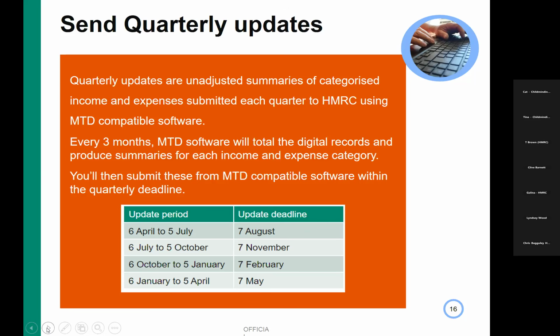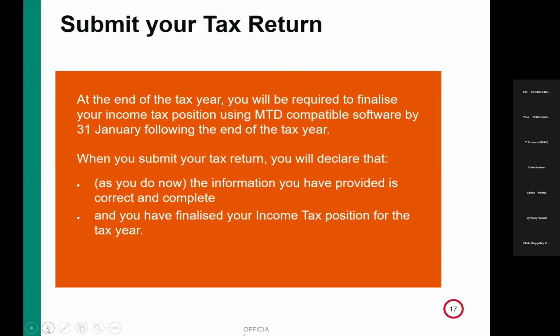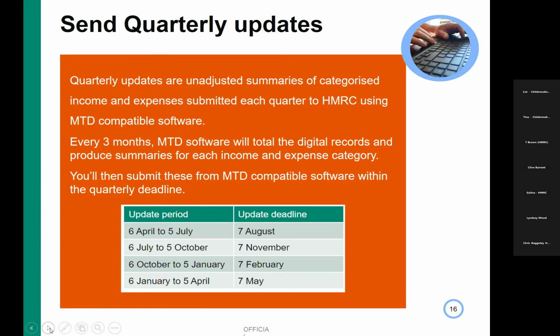So that's quarterly updates. And just quickly worth pausing, sorry to go back one, just quickly worth pausing on that table. I referenced the dates. So those are the 3-month periods, and each 3-month period has a deadline, which is a month later on the 7th, corresponding with VAT returns.